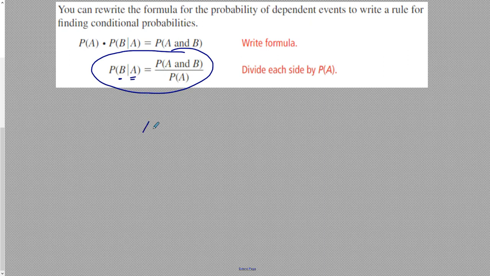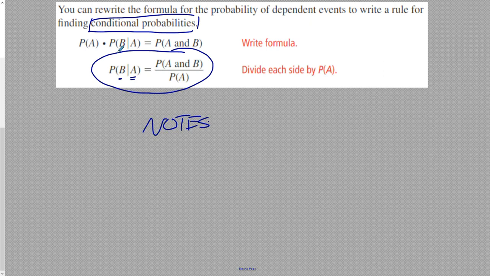Okay, so make sure this is in your notes real quick. Again, this is for conditional probabilities, so you can label it. And then we're going to look at an example of this. So pause if you need more time. I'm going to move on.